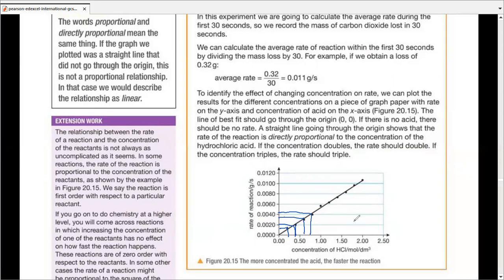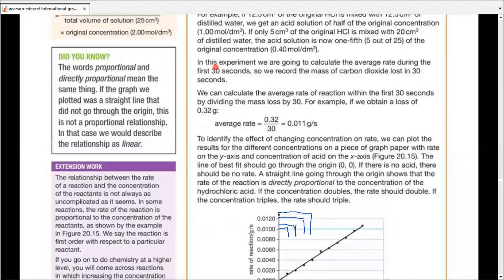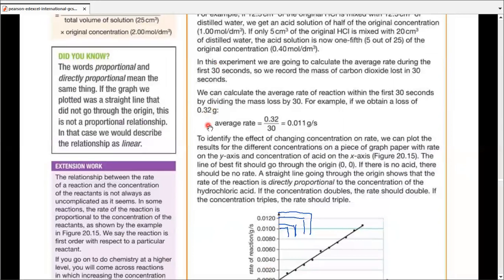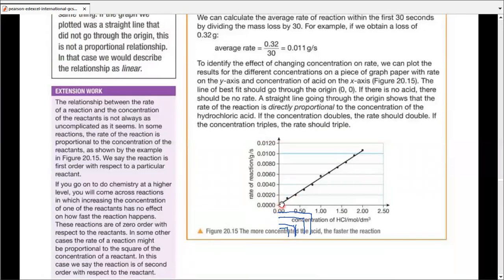As simple as it seems, it actually isn't that simple. Let's first explain a few words before I explain the complexity of this part. Now, the words proportional and directly proportional mean the same thing. If the graph plotted was a straight line that did not go through origin, this is not a proportional relationship. In this case, we would describe the relationship as linear. Since this starts with origin, we call it a proportional relationship. If the graph was like this and there was this part missing, we'll call it linear. And this graph, since it touches the origin, it's proportional. By origin, I mean both the values start from 0 and 0. Make sense? But that's just more mathematics than it is chemistry.